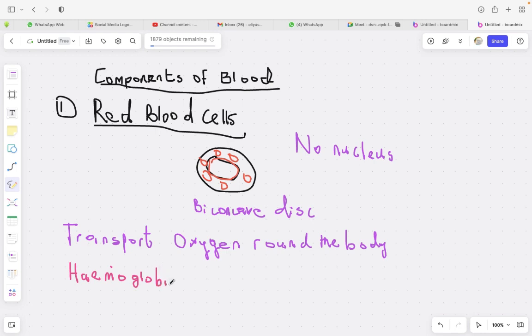Hemoglobin is a protein molecule. So in order for the red blood cells to transport the oxygen around the body, they are first of all filled with the protein called hemoglobin.